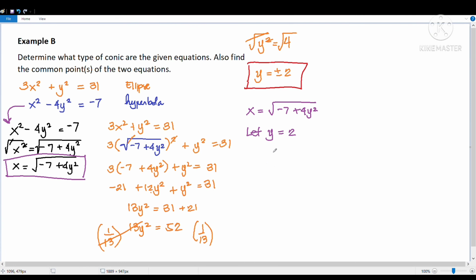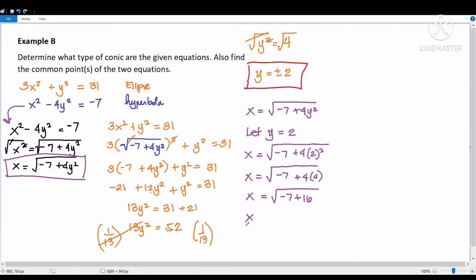So if y is equal to positive 2, then my x should be square root of negative 7 plus 4 times my y, which is 2 squared. Therefore, I have x is equal to square root of negative 7 plus 4 times 4. That is square root of negative 7 plus 16. That is x is equal to square root of 9. And the square root of 9 is positive and negative 3.